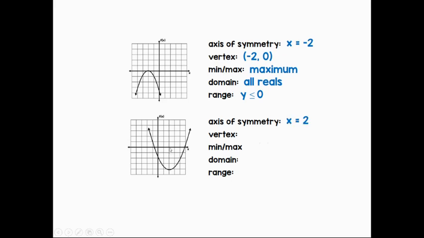The axis of symmetry for this one is x equals 2. The vertex is at 2, 1, 2, 3, 4, so 2, negative 4. It is a minimum because this is the lowest point. Everything else above it will be included. The domain still, we go all to the right, all to the left. It's all reals, and the range is everything greater than or equal to negative 4.